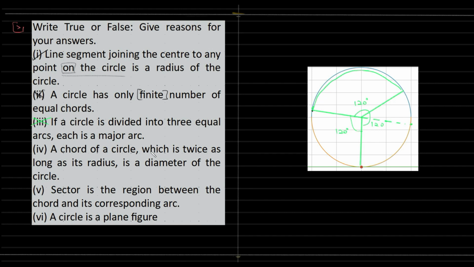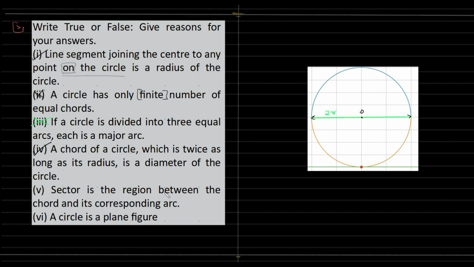A chord of a circle which is twice as long as its radius is the diameter of the circle. Okay, again I need the space. So basically I have a chord of length 2r. Well, this has to pass through the center, because the radius starts from the center to the circumference. So obviously if you put two radii on a straight line, this becomes a diameter. So yes, the answer is true for this.